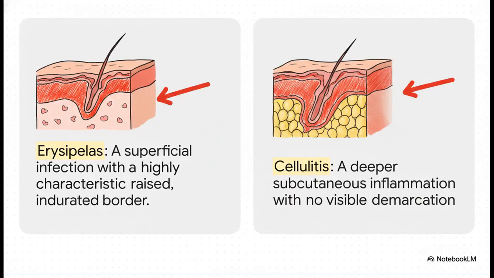Right, let's talk about two conditions that can look very similar but have one key difference, erysipelas and cellulitis. With erysipelas, the infection is more superficial. The giveaway, the real key, is its border. It's raised and really sharply defined, almost like someone's drawn a line on the skin. You can see exactly where the trouble stops.